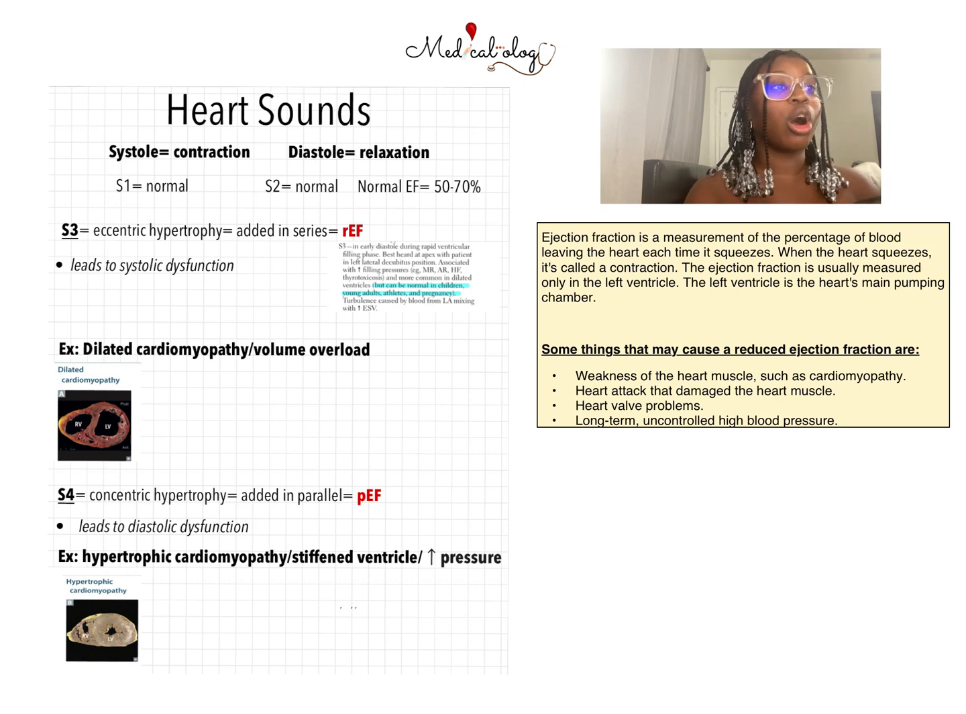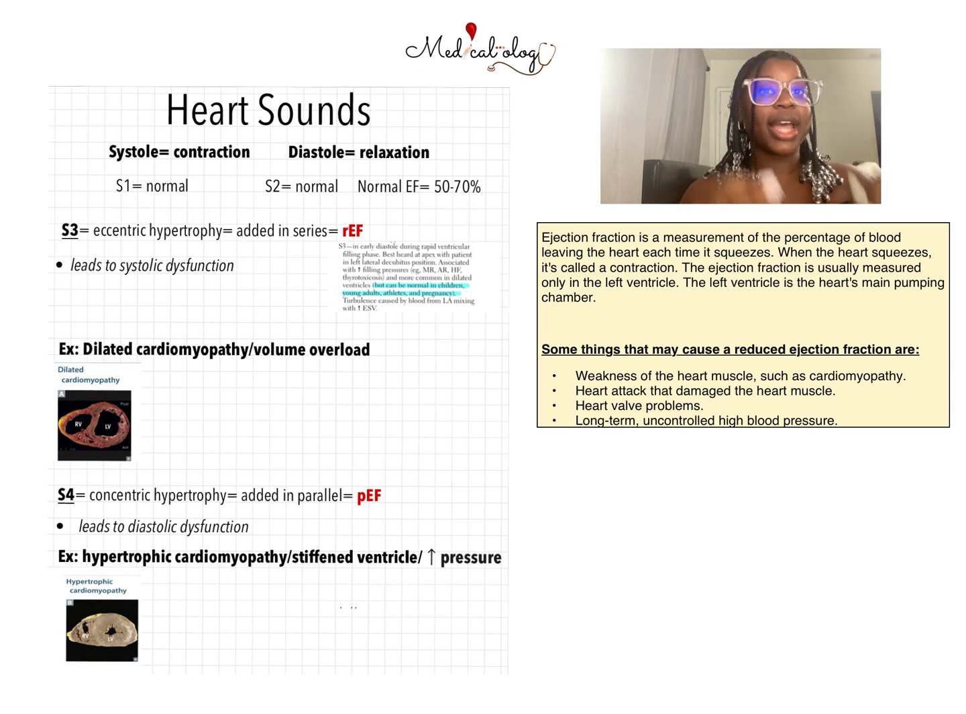The left ventricle is the heart's main pumping chamber. So, what can cause a reduced ejection fraction? Weakness of the heart muscle, such as cardiomyopathy, heart attack that damage the heart muscle, heart valve problems such as mitral stenosis, long-term uncontrolled high blood pressure. So we have and understand what the EF is.